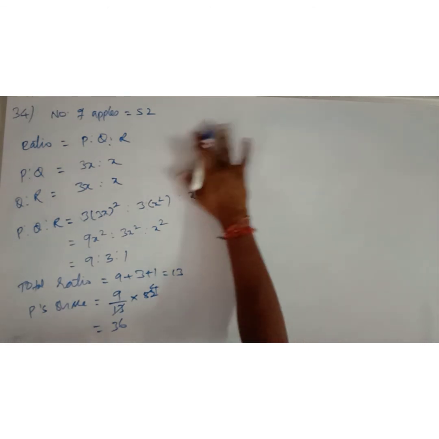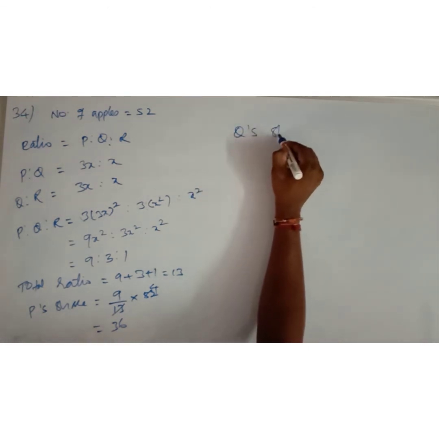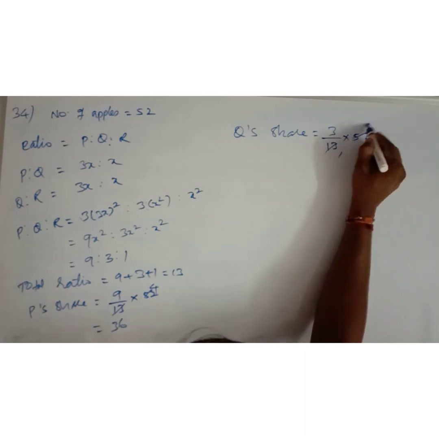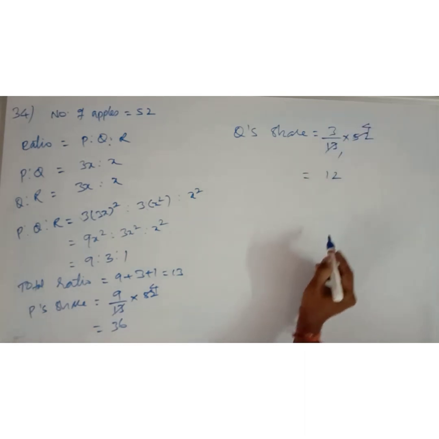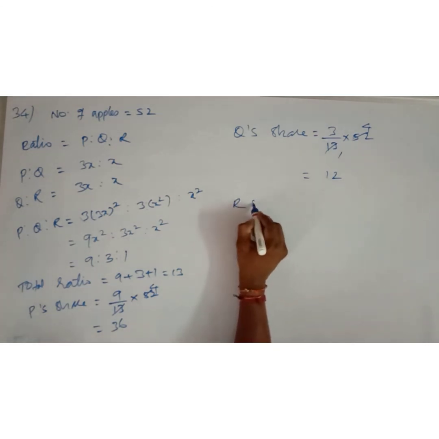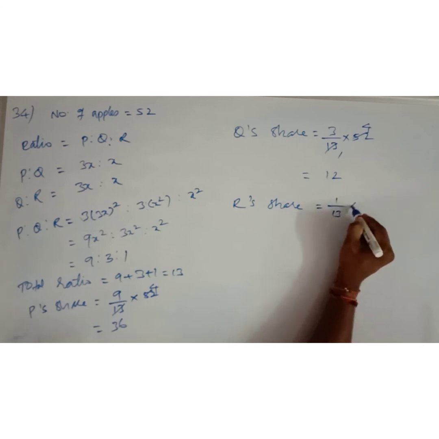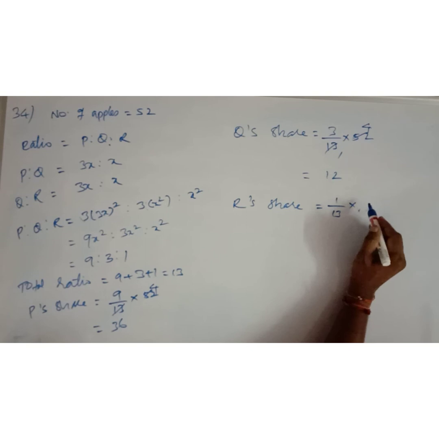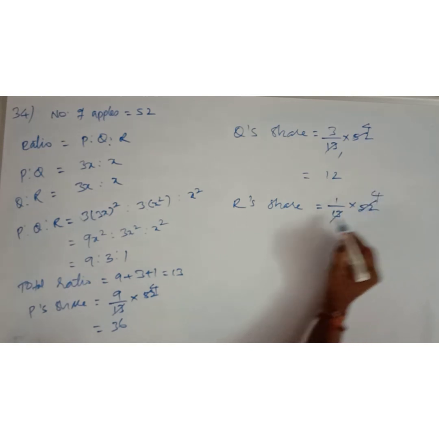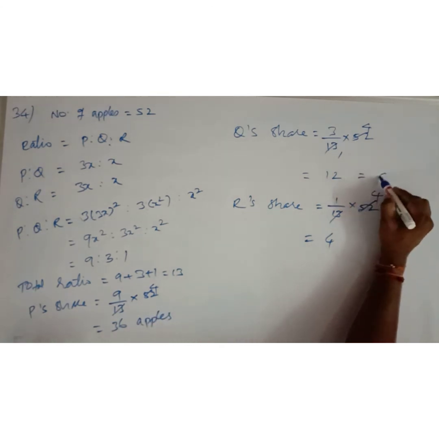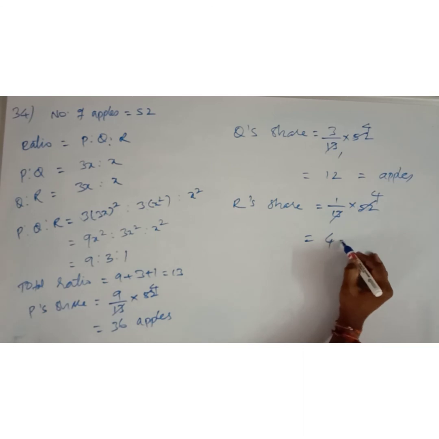And Q share is 3 by 13 into 52. 13 fours are 52, so that's equal to 12 apples. So Q has to get 12 apples. Then R share is equal to 1 by 13 into 52. 13 fours are 52. That means 4 apples. So P is going to get 36 apples, Q is going to get 12 apples, and R is going to get 4 apples.